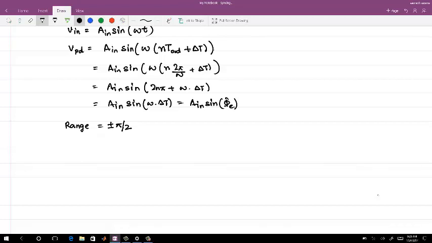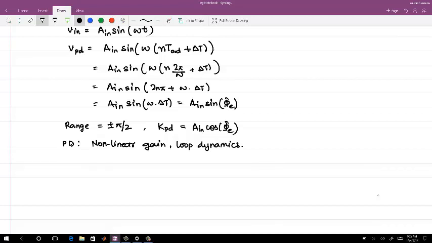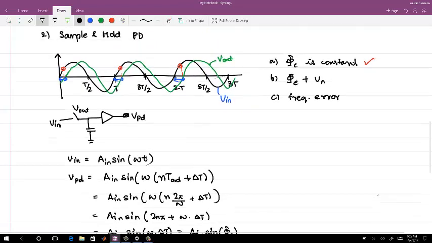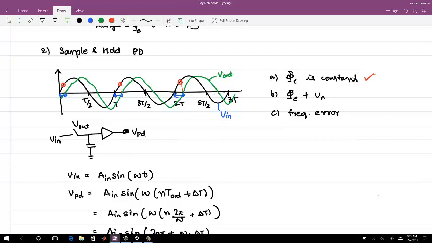Did you get that, right? And the gain of this phase error detector is equal to A in cosine of phi error. The gain is also nonlinear. It changes for what phase error you settle to. Okay. So this phase error detector also has a nonlinear gain, and hence nonlinear loop dynamics, and the range is limited.